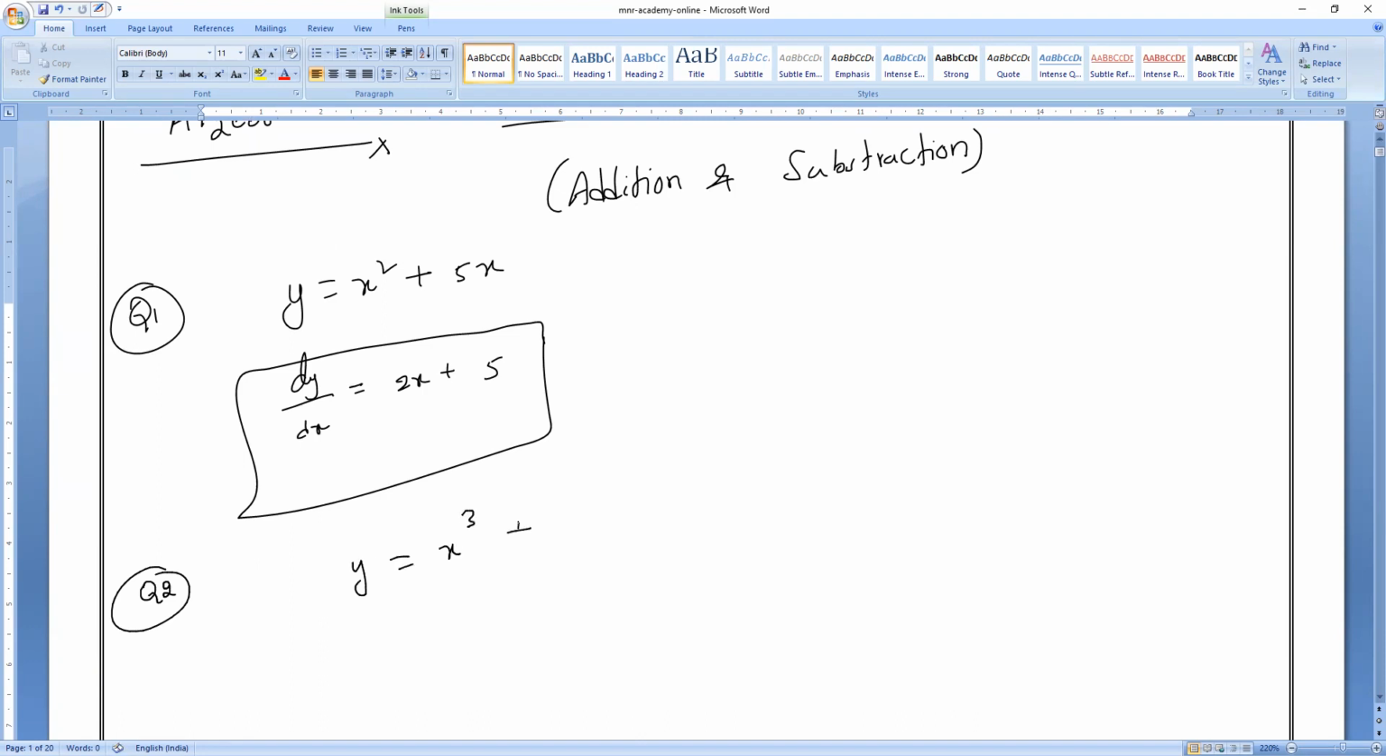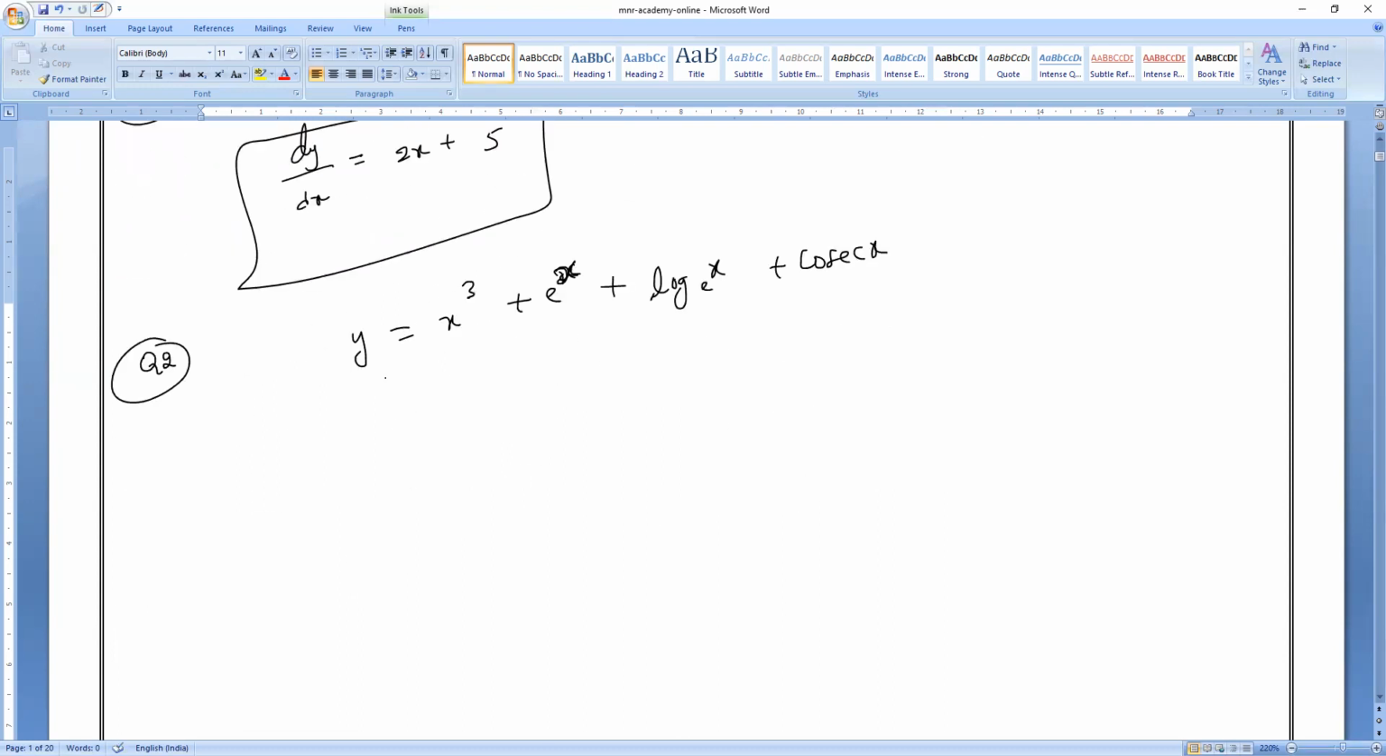Next, question number two. y is equal to x cube plus e power x plus log x base e plus cosecant x. All the 12 relations should be there in our mind. So tell me fast, dy by dx is equal to: first x cube gives 3x square, plus e power x means e power x only, plus log x base e means 1 by x, minus cosecant x means minus cosecant x cot x. Next.